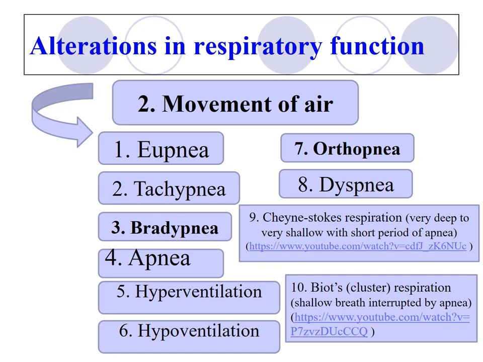is in an adult from 12 to 20, including the depth, which is moderate, and including that there is no effort made in order to get the respiration. So the air is going smoothly in and out without effort. This is what we call eupnea. The second one is tachypnea.